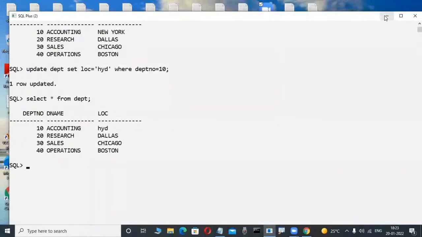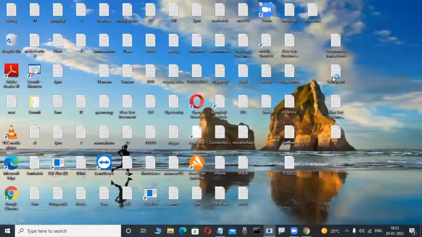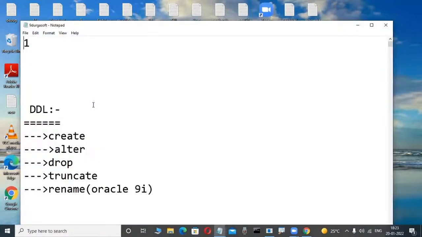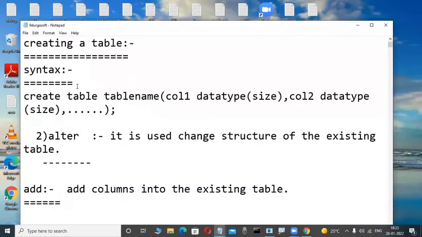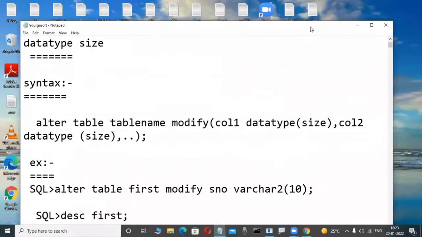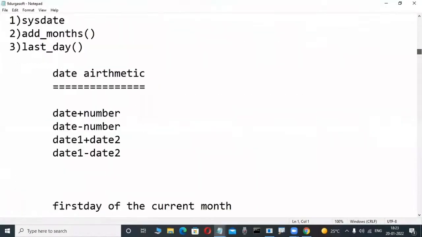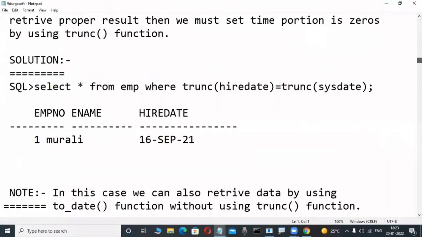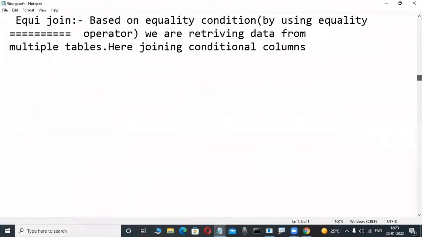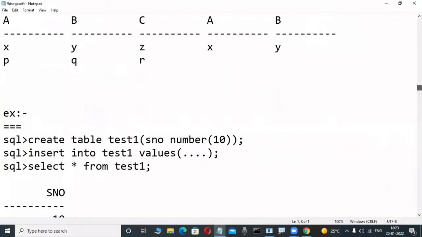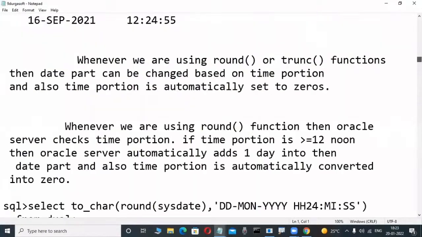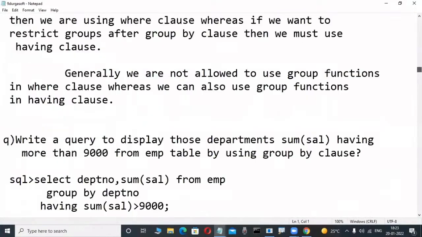In this SQL language, there are so many DDL and DML commands, like creating a table. All these things are available in the SQL language. Here you are writing some queries. In another batch, when completed, all these things are there, and these are the things you are learning.